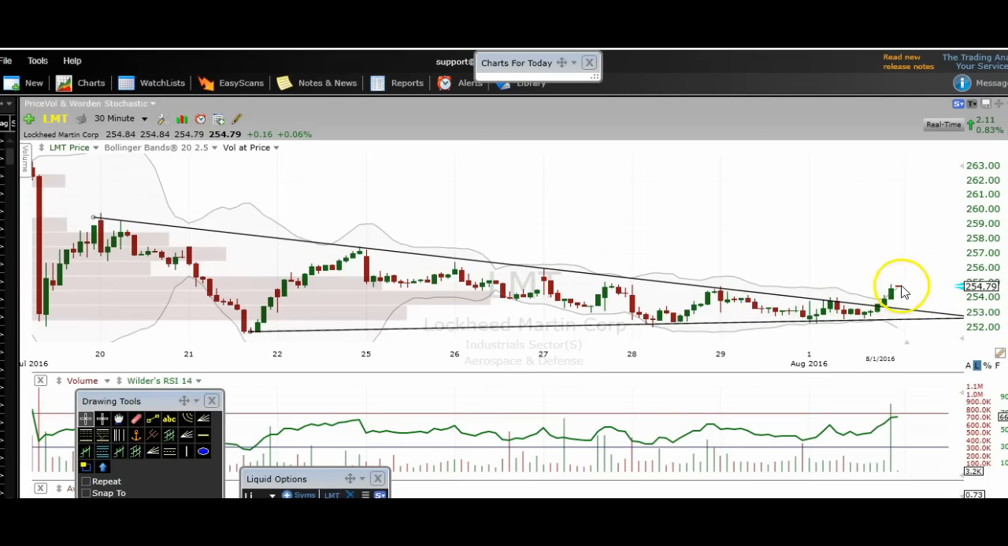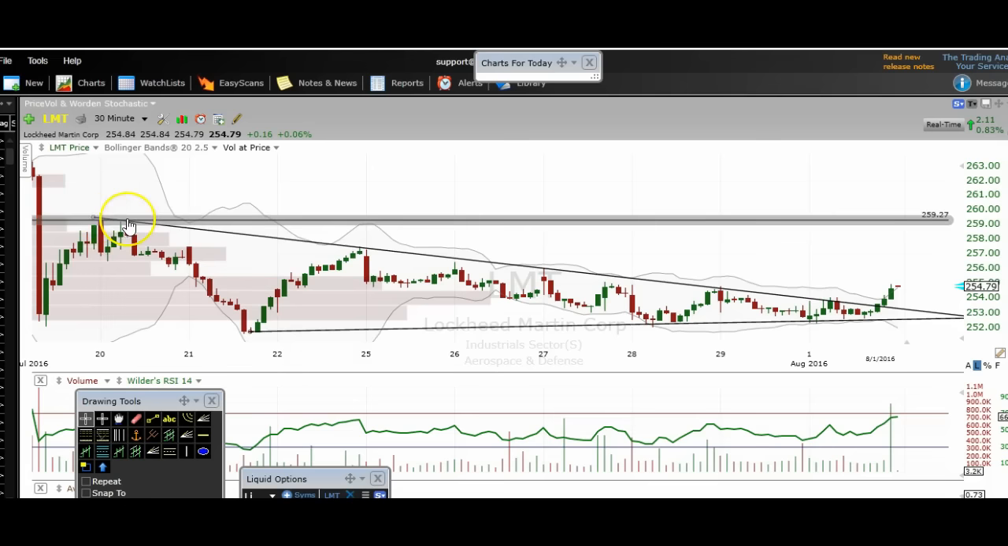So I do think that Lockheed Martin at least tests up here at that 260 resistance up there. So if you're a short-term options trader, that'll be a nice play right there.